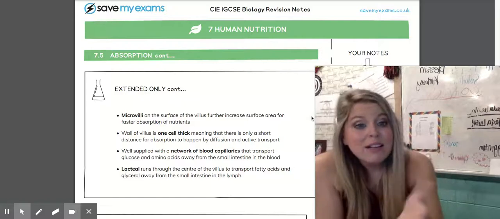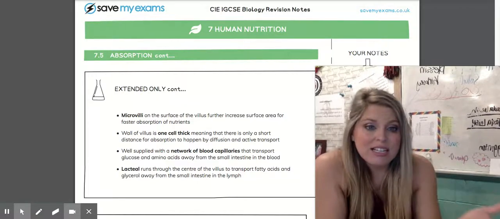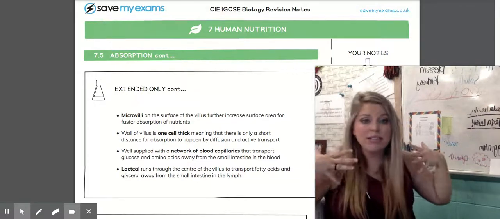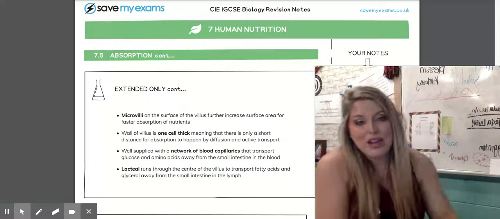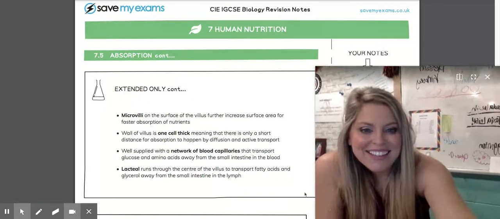And then once there, make sure you understand what assimilation is. That's where they're taken away into the bloodstream, and they go out throughout the body to where they are needed.